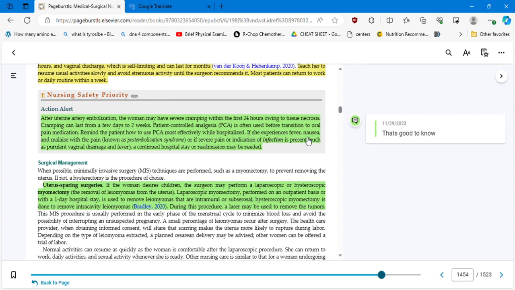If she experiences fever, nausea, and malaise with the pain, known as post-embolization syndrome, or if severe pain or indication of infection is present, such as purulent vaginal drainage and fever, a continued hospital stay or readmission may be needed. And that's good to know. You have to monitor, and you have to teach the patient to monitor for those symptoms of infection.